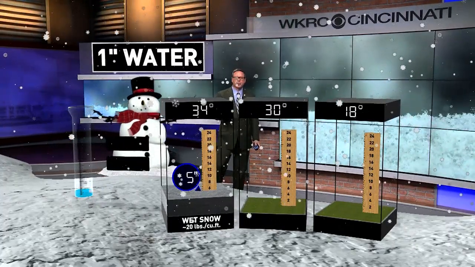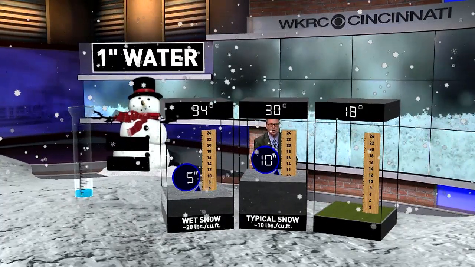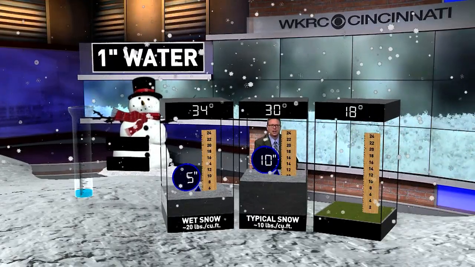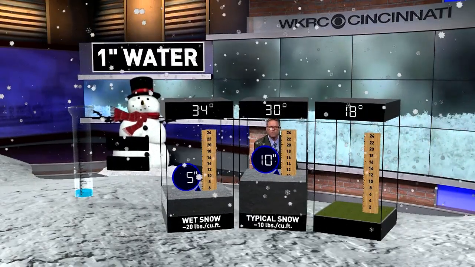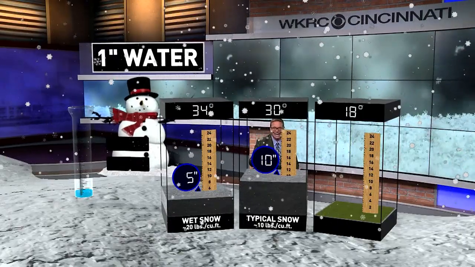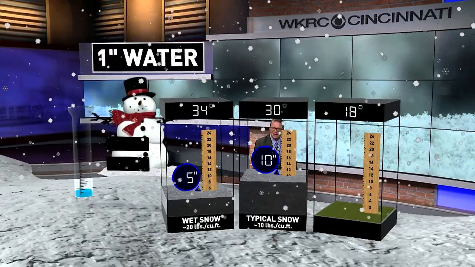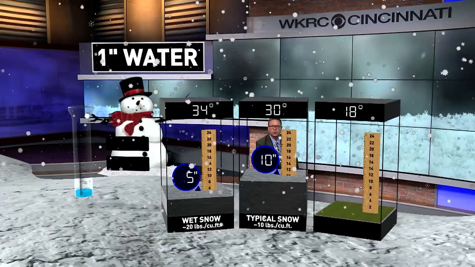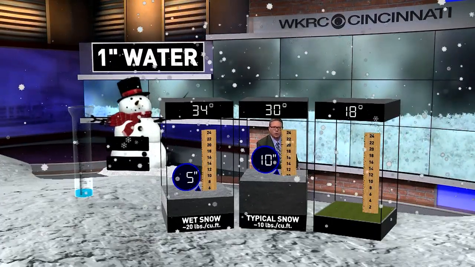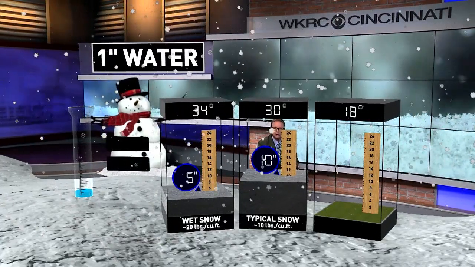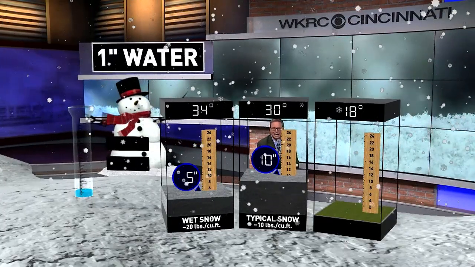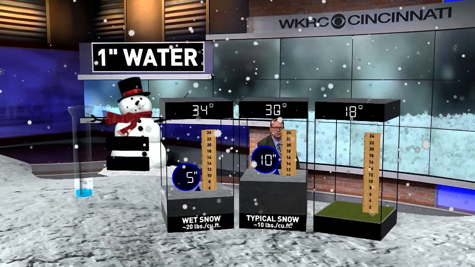However, when it's about 30 degrees, say it gets just a little bit colder outside, well, that 1 inch of rainfall can equal about 10 inches of snow. That's a 10-to-1 ratio. That is pretty typical on average of any given snow. So that's the answer we usually give, a 10-to-1 ratio. But again, it all depends on the temperature.